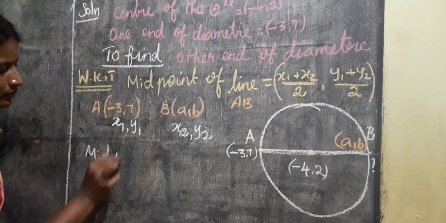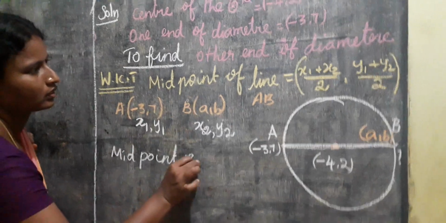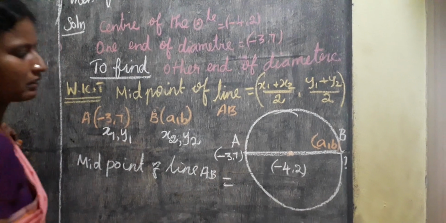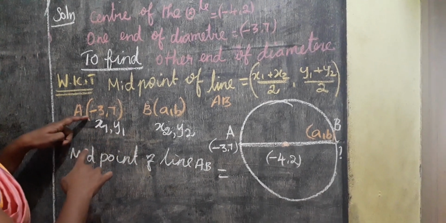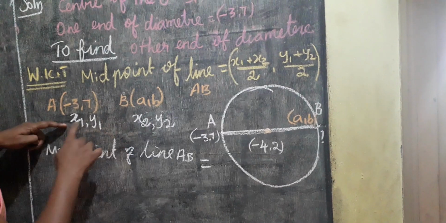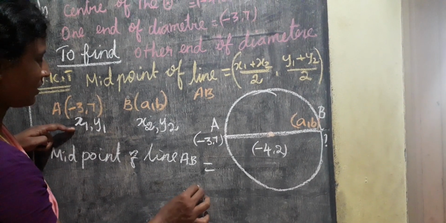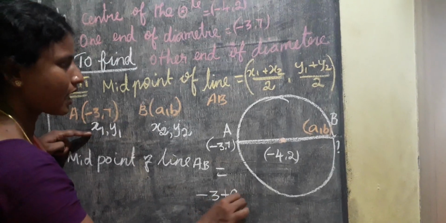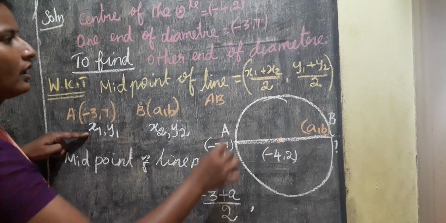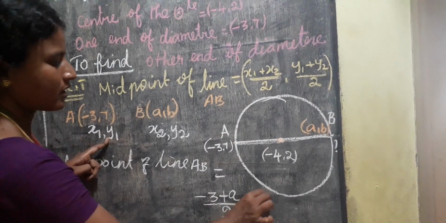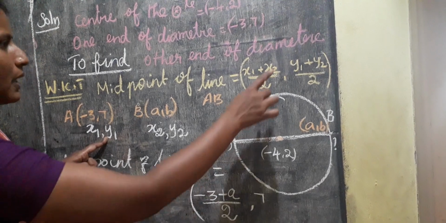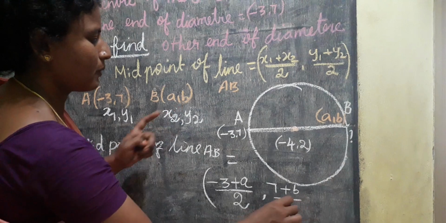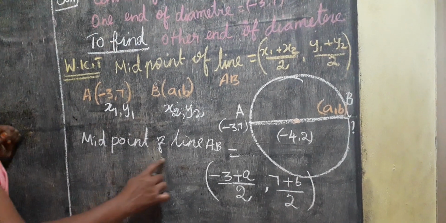So, apply the values. Midpoint of line AB is equal to, applying the values, x1 plus x2: the x1 value is minus 3, plus x2, and the x2 value is a, so minus 3 plus a by 2, comma, y1 plus y2: the y1 value is 7, plus the y2 value, which is b, so 7 plus b, divided by 2. Okay, this is the midpoint of line AB.